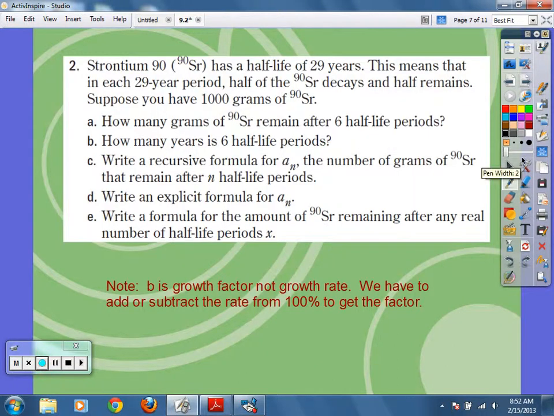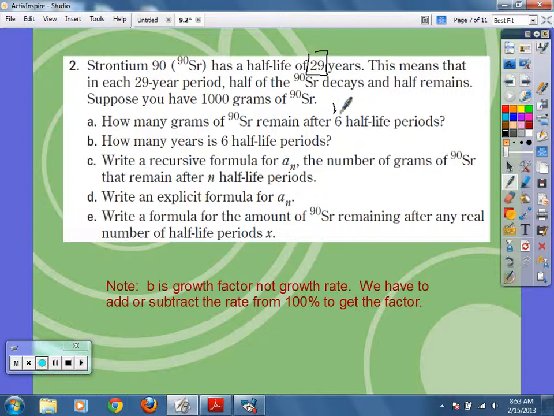I don't know what that's called. Strontium, I think, maybe. Has a half-life of 29 years. This means that in each 29 year period, that's when half of them go away. So in order for us to use that growth factor of 50% or 1/2, I need to relate my time to that. So how many grams of strontium-90 remain after 6 half-life periods?